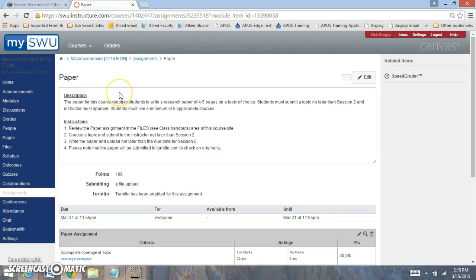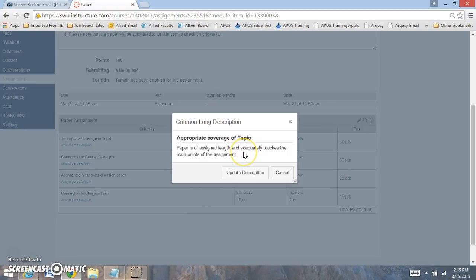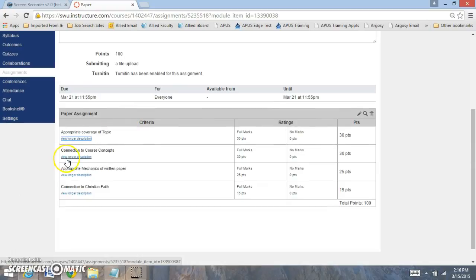Here's the paper. The paper is going to be to write a 4 to 5 page research paper on a topic of your choice. You should have chosen the topic already, which I've approved or disapproved. Here are a couple of things that I'm looking for. Is it the appropriate coverage? Is the paper the assigned length and does it adequately touch on the main points of the assignment? The main points of the assignment are these right here. If you review the paper assignments in the files section, that'll help you with what we're looking at.